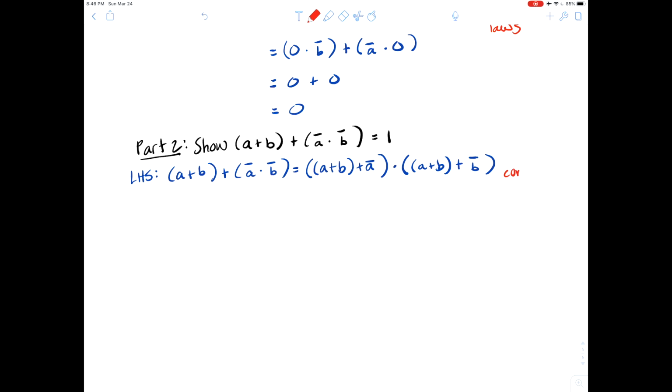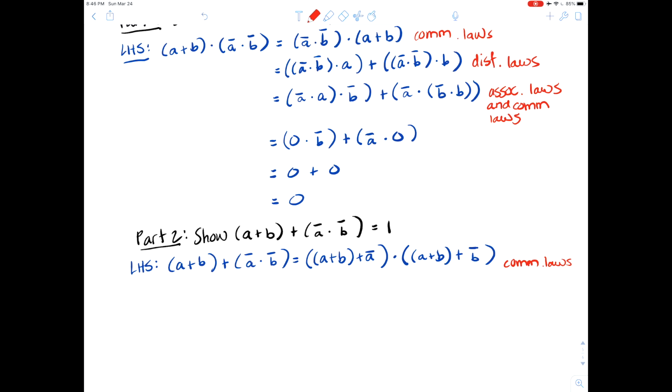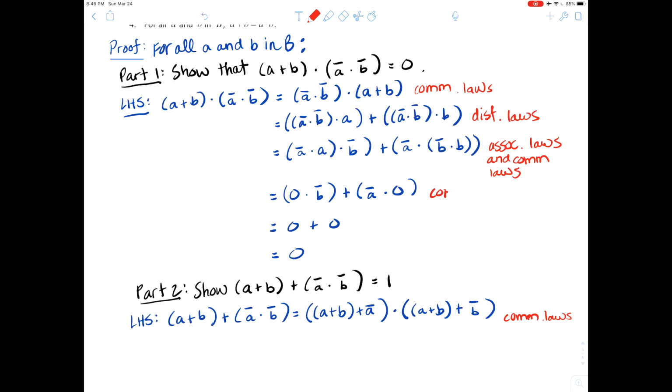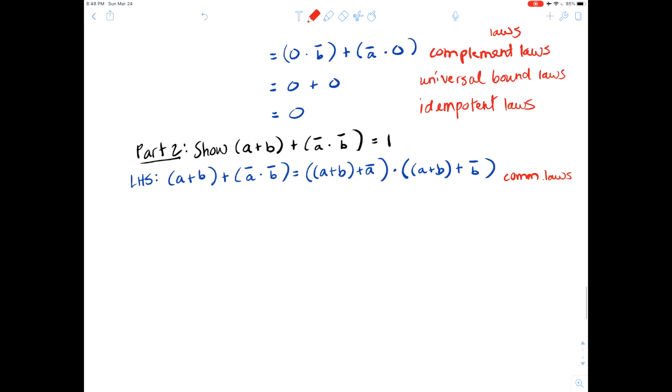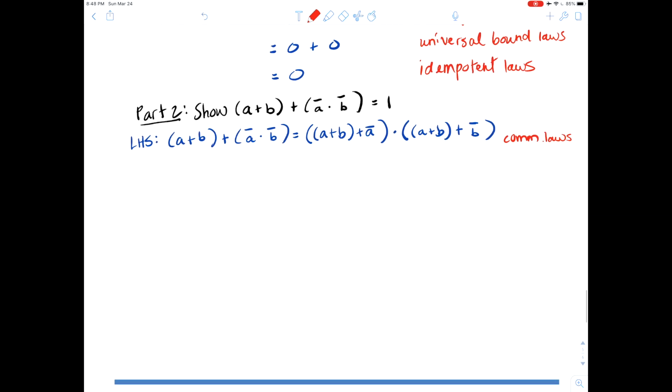And that was, oh, I forgot to fill in some of those things. Sorry, above. This first one was complement laws. And then universal bound laws. And then this would have been the idempotent.